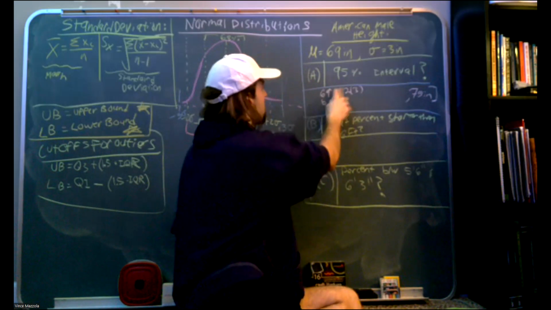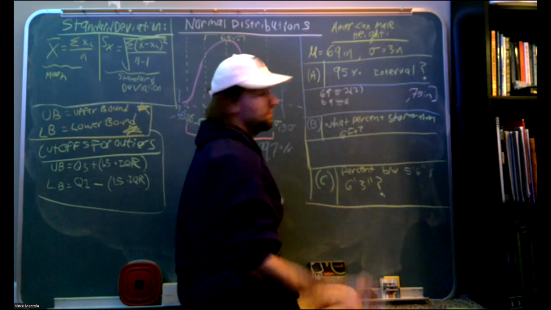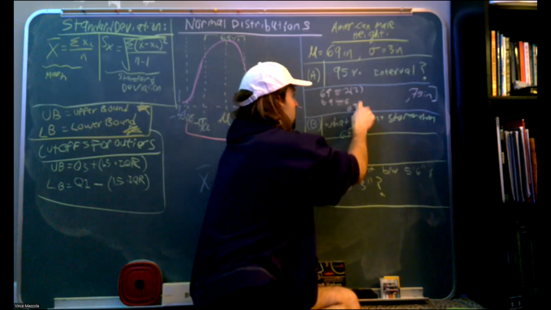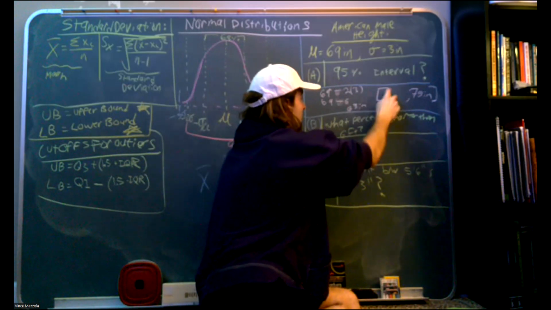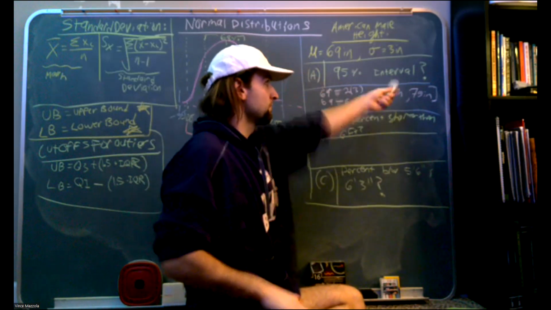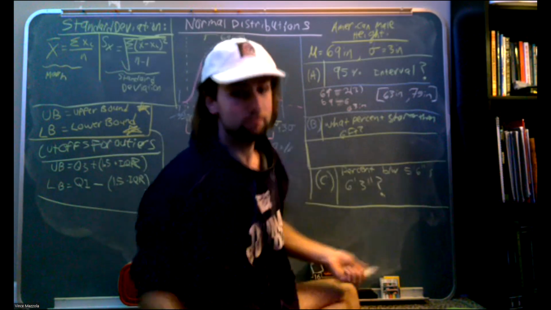So 69 minus 2 times 3, or 69 minus 6. That's going to give you 63, meaning that 95% of all American males will fall between 63 inches and 75 inches.